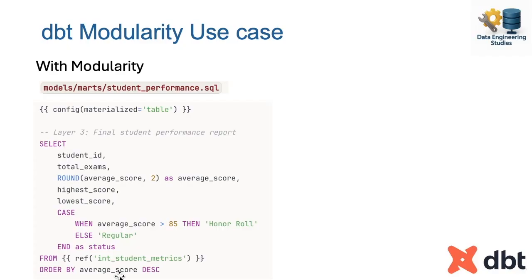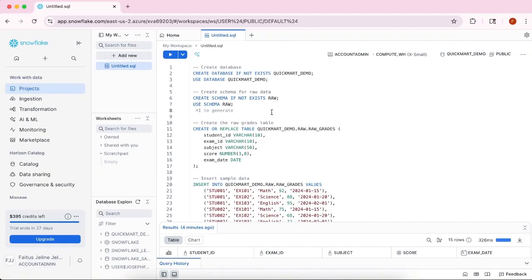That is the modularity dbt architecture at its best. Let's see the dbt modularity in action. For this demo, I have created a database in Snowflake. My database name is QuickMart Demo, and I have created a schema raw.